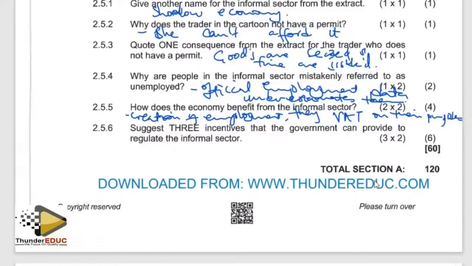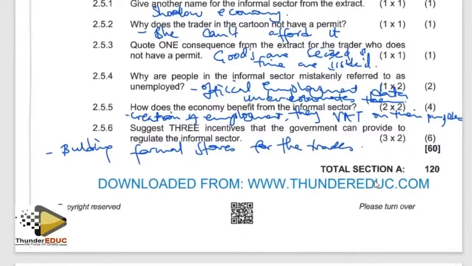What can the government do? We say build formal stores for the traders, where they can put them such that the government can regulate this informal sector.